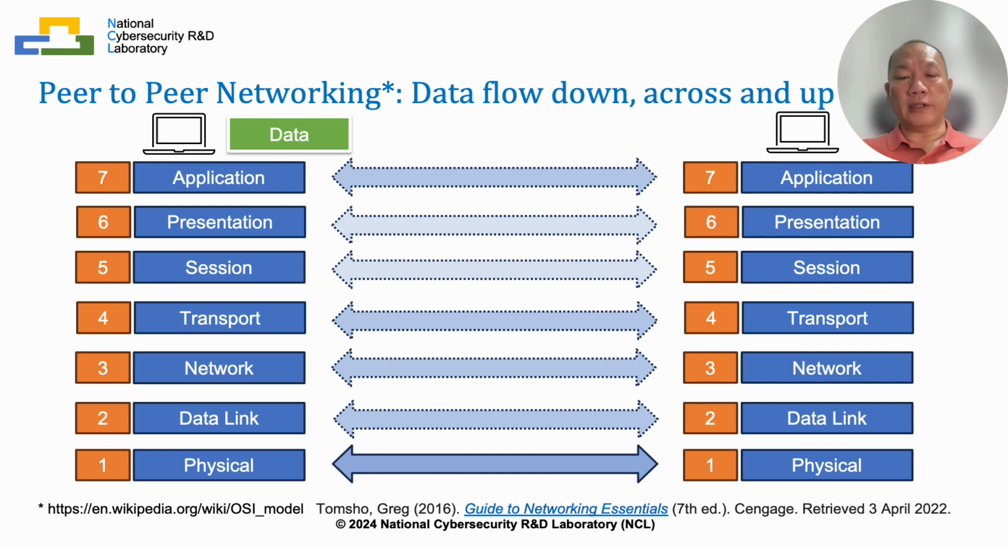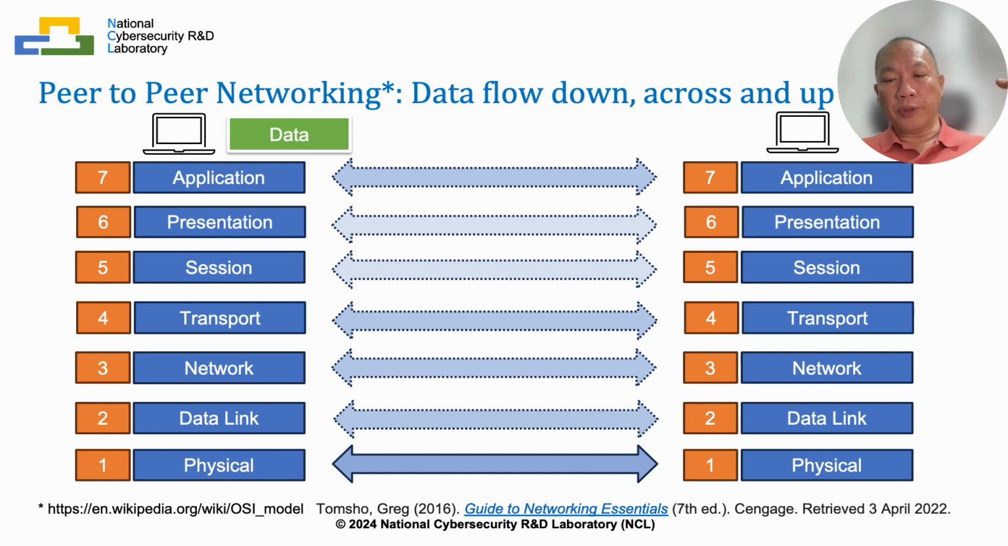So when the data is being transmitted from one machine to another machine, it goes down from the topmost layer, layer 7, all the way down to layer 1, and then it is pushed through the physical connection. This physical connection reaches the destination, and the destination goes up, right?